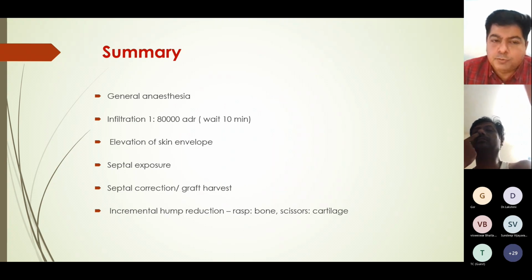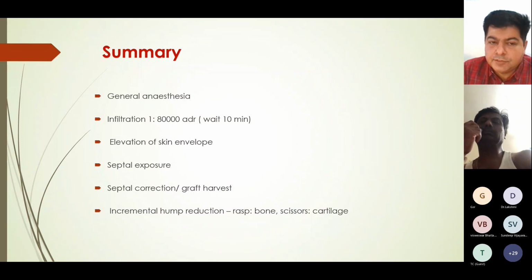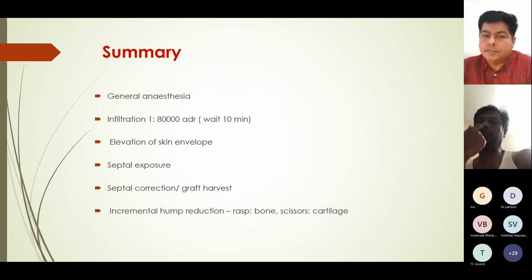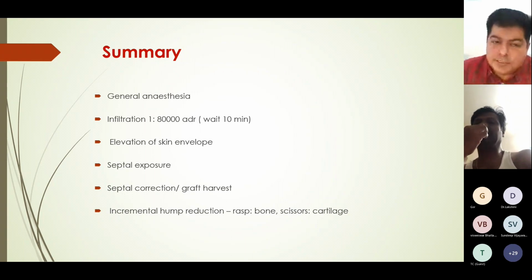But usually doing an open rhinoplasty, especially when you have to do the complete work, is going to take more than 3 hours. So the patient, even with sedation, will not be comfortable. So for the comfort of the patient as well as the surgeon, it's better to use general anesthesia.